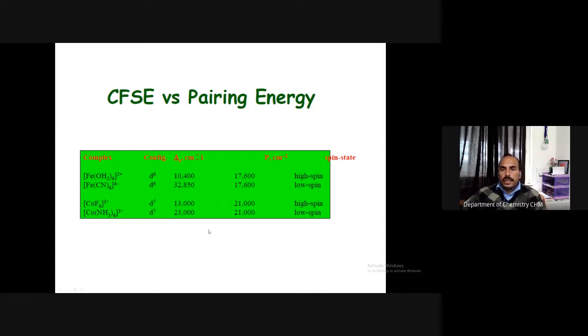d4 to d7 configurations can give you spin transition phenomena. A high spin complex having a large number of unpaired electrons can go to a low spin complex having fewer unpaired electrons, because delta O and pairing energy are almost equal. Just by slightly changing the experimental condition, you might get either high spin or low spin. So in those cases, you will have to first carry out magnetic property measurements at different temperature or pressure. Then only you know whether it is high spin or low spin. Otherwise, it is very difficult to tell. That's why these complexes are very interesting, and many research groups are working on this type of system.